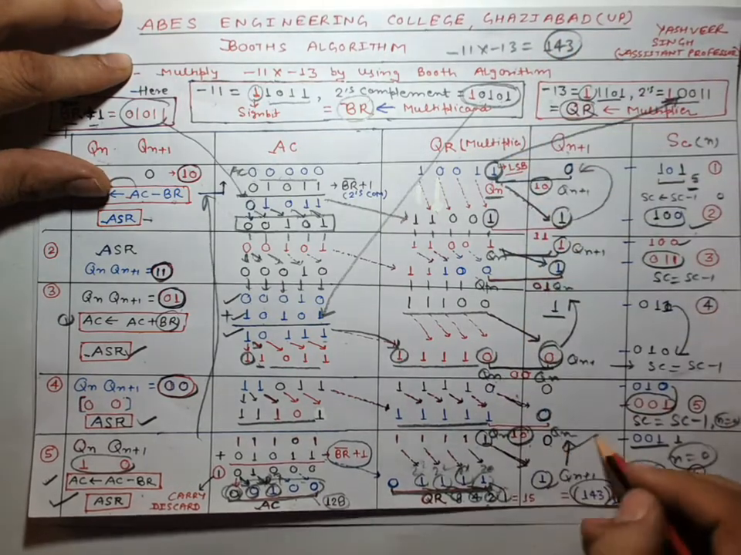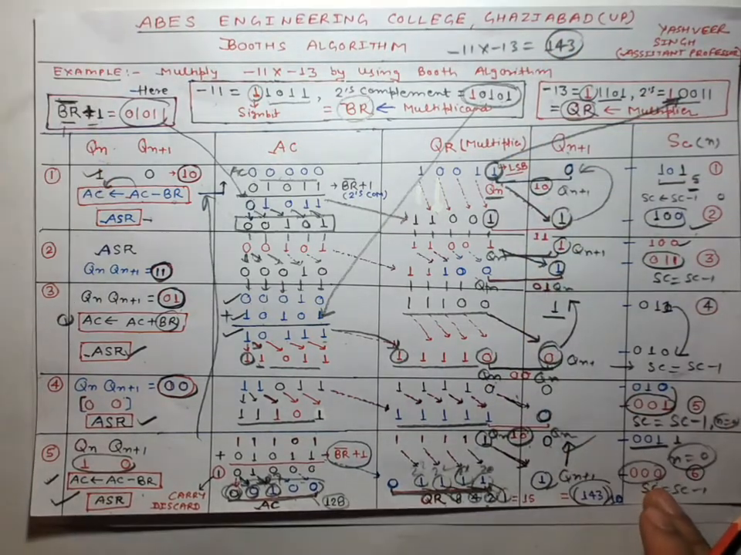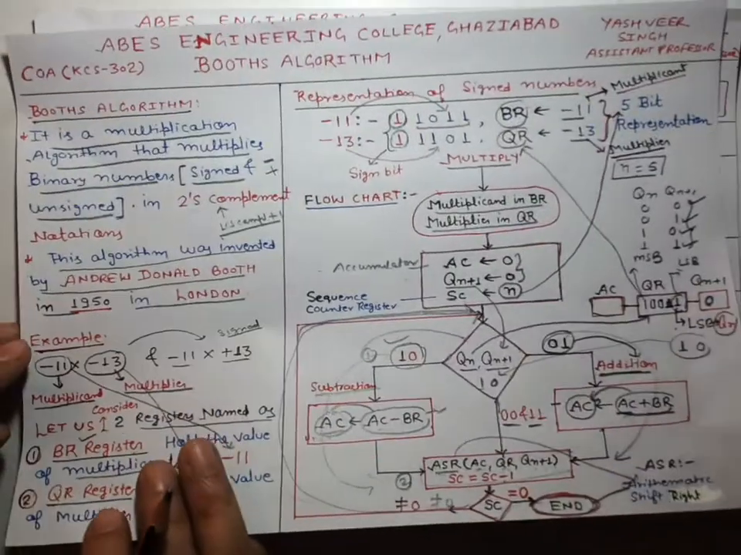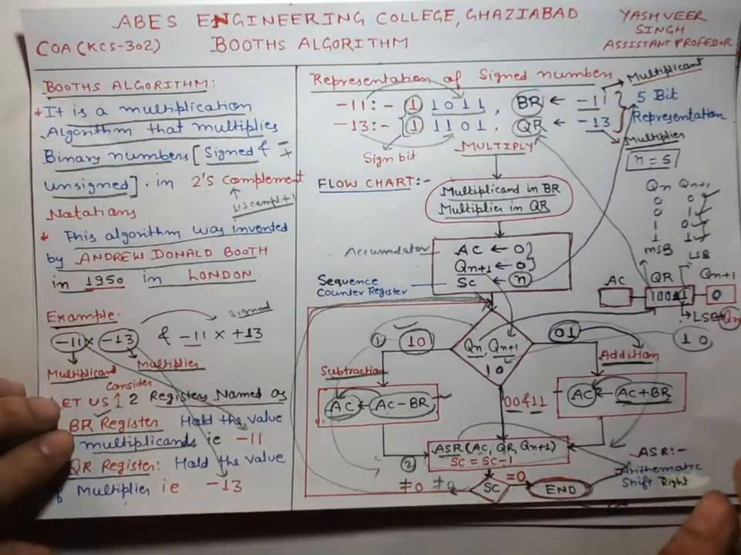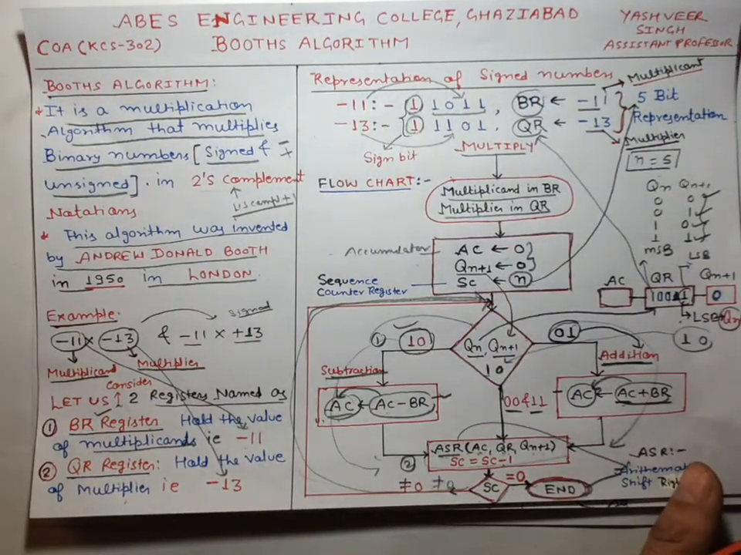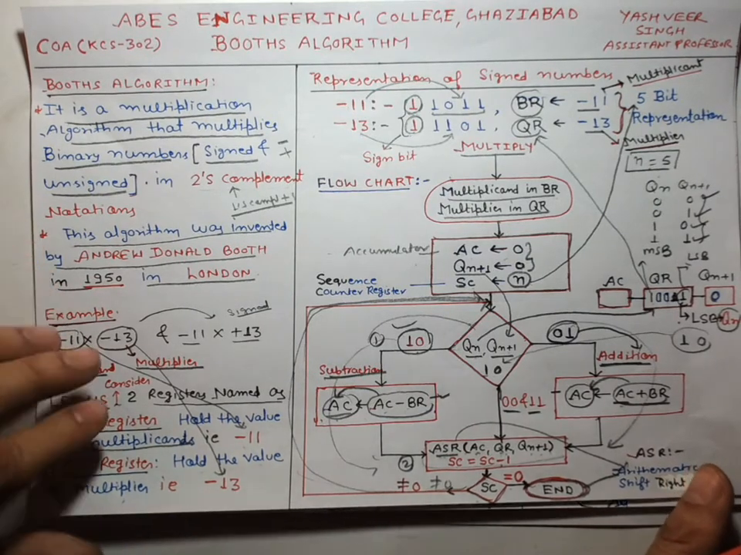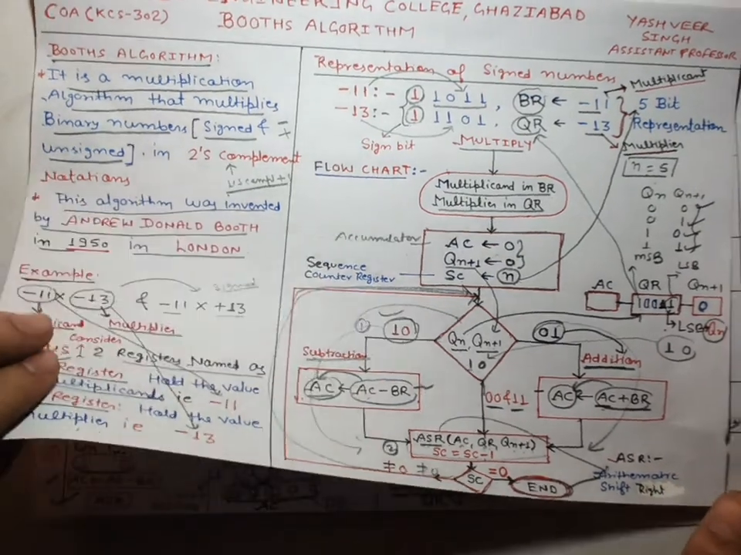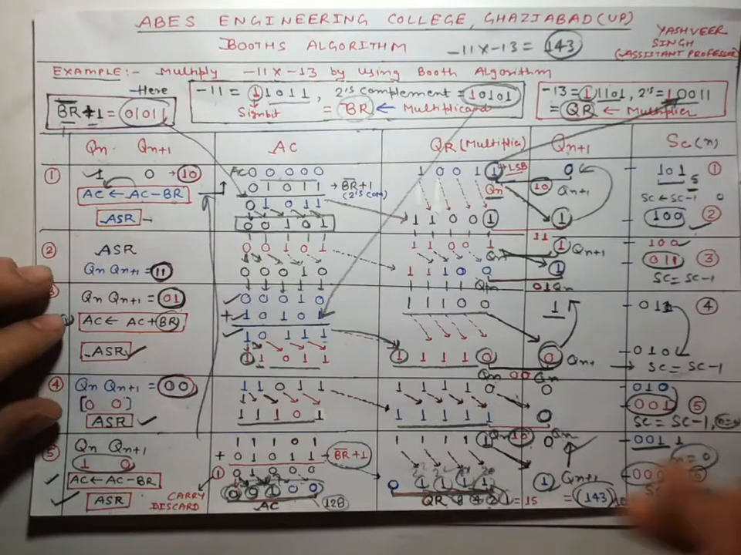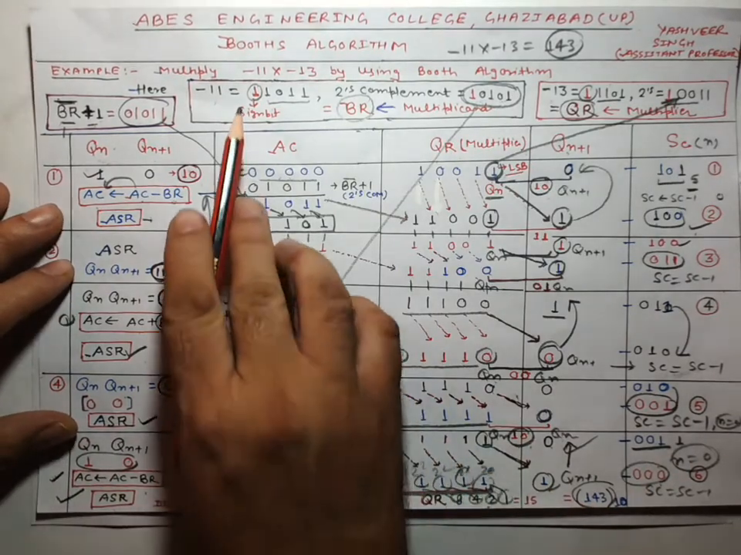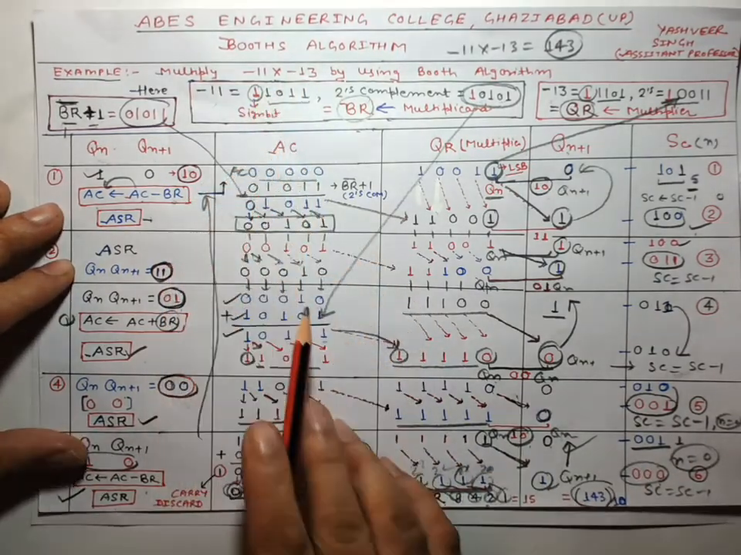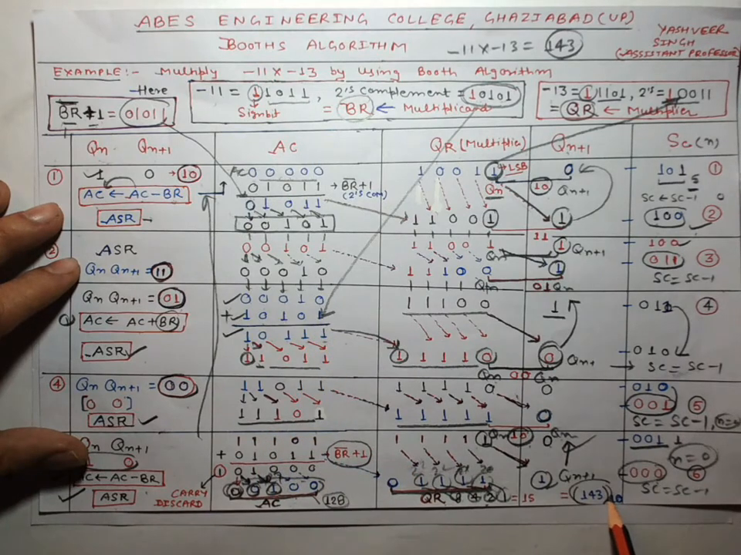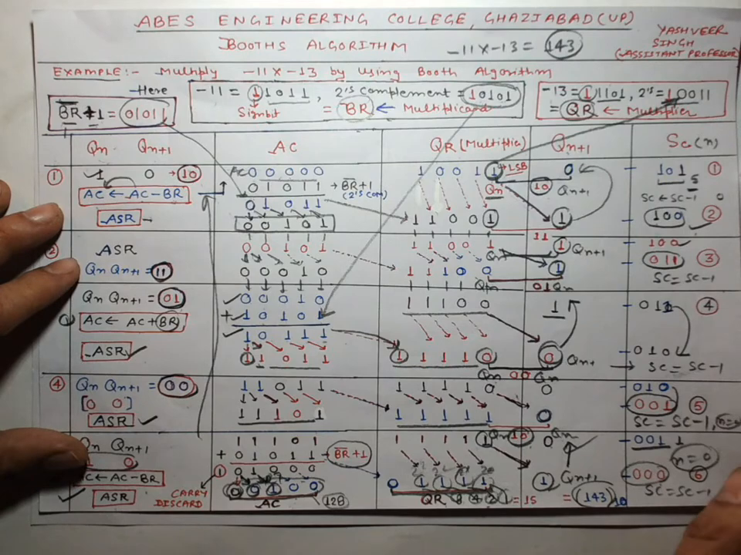Okay, hence proved. This is all about both multiplication algorithms. Okay, I have explained Booth's algorithm with an example. We find the final output minus 11 into minus 13 equals 143. Okay, this is all about the Booth algorithm.